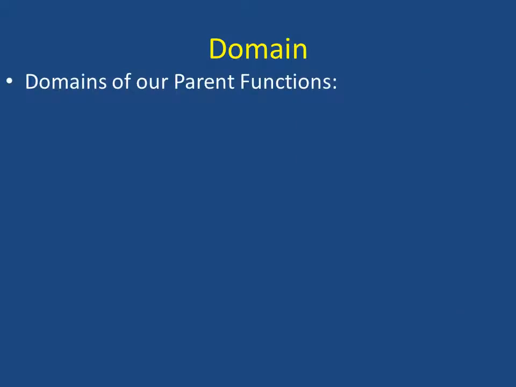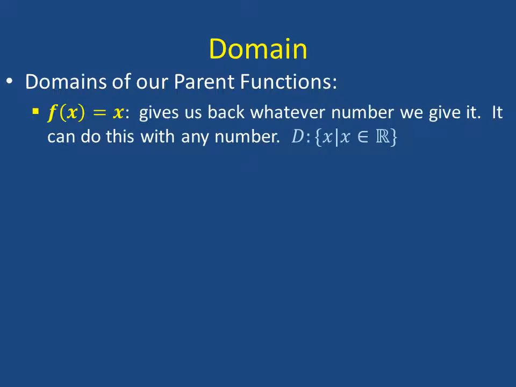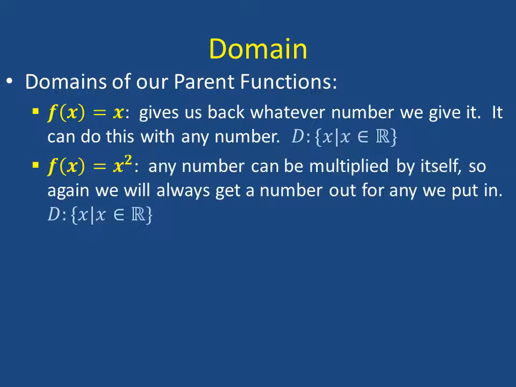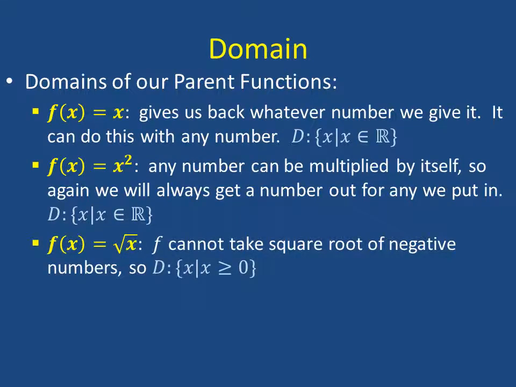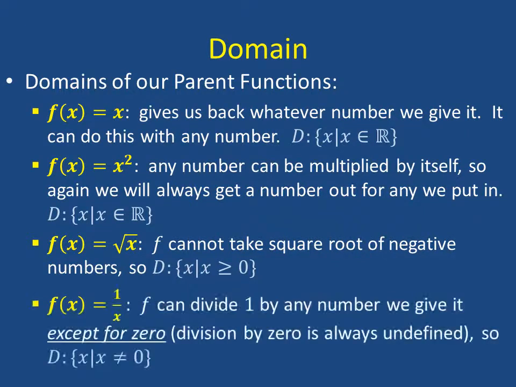Let's look at the domains of the parent functions we've studied this year. The linear function f of x equals x gives us back whatever number we give to it. It can do this with any number, and so the domain is going to be all real numbers. F of x equals x squared. Now any number can be multiplied by itself, so again we will always get a number out for any number we put in. So the domain again is all real numbers. As we've seen already, f of x equals square root of x, we cannot take the square root of a negative number, so the domain has to always be a positive number, x greater than or equal to 0.